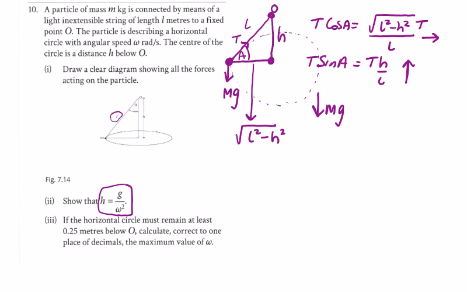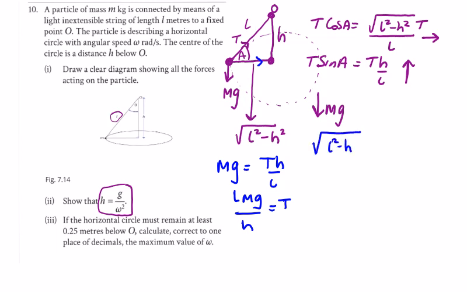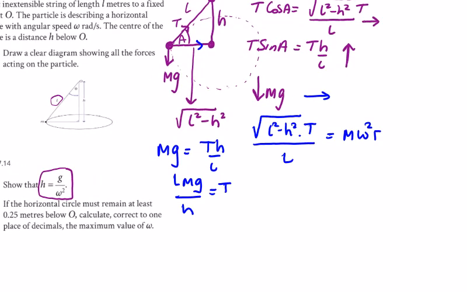So we can say that mg going down is equal to T times H over L going up. So Lmg divided by H is tension. And if we get the centripetal force, we're looking at W here. So we have the square root of L squared minus H squared times T over L, my force going in this direction, is equal to M, W squared, and the radius is also the square root of L squared minus H squared, so thankfully these cancel. It was looking a bit awkward.